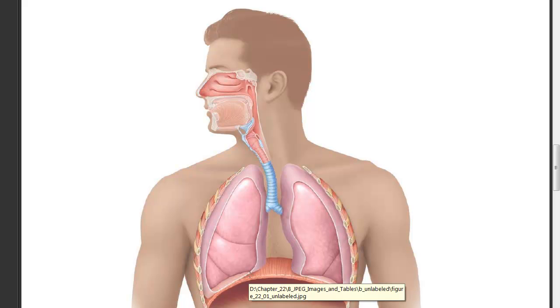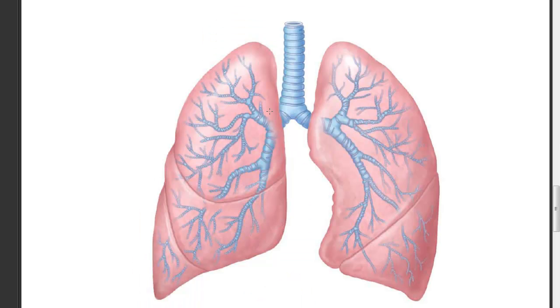The hilum is the internal medial aspect of the lung where the airways and the blood vessels enter and leave the lung. So right here would be the hilum on either side. If we look here, we can see the hilum here and here, the region where the airways and the blood vessels enter.